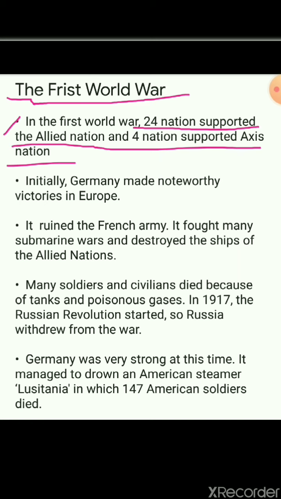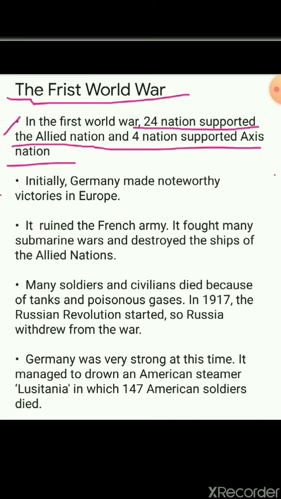Before moving on, we need to know that the First World War began in the year 1914, 28 July. 24 nations supported the Allied nation. Allied nations were European countries. And among the 4 nations of the Axis nation, there was Germany.